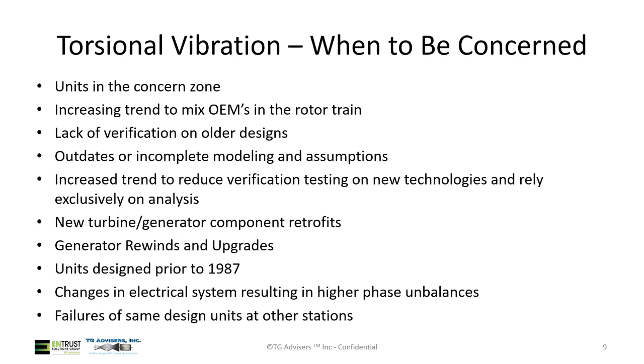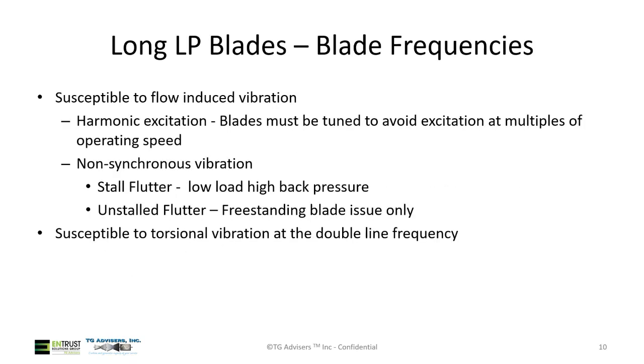And then the other one too is like if you have a system that doesn't have a lot of phase unbalances that would create torsional vibration, and renewables coming on, maybe you're starting to see phase unbalances you didn't have before. So those can also cause issues to arise that you hadn't had in the past. So, especially if you're a same design unit that's had a failure in the industry at another station, things to be aware of. So torsional vibration, very important to understand where you stand and how things will be affected by the changes from the retrofit process.